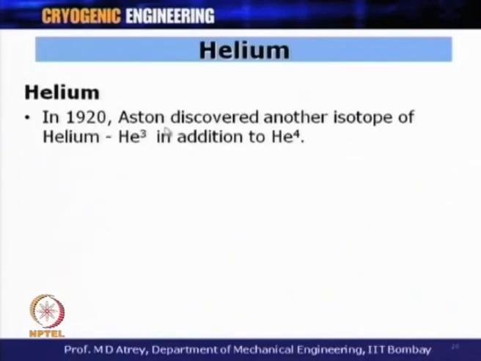In 1920, Aston discovered another isotope of helium, which is helium-3, in addition to helium-4. Now, this isotope, helium-3, is also very important in cryogenics, because this is what we use in the dilution refrigerator in order to reach temperatures below 1 Kelvin. Therefore, this aspect will be covered in the next lecture, and it is very important, and its discovery happened in 1920.